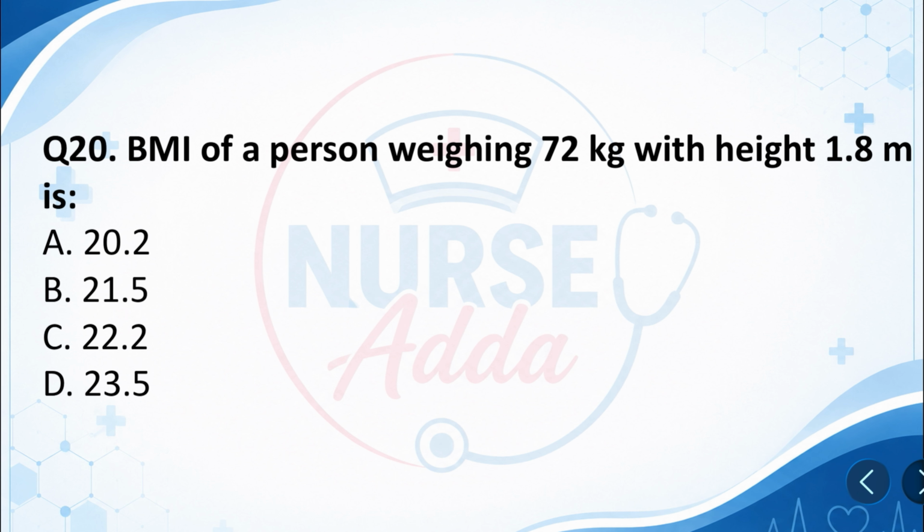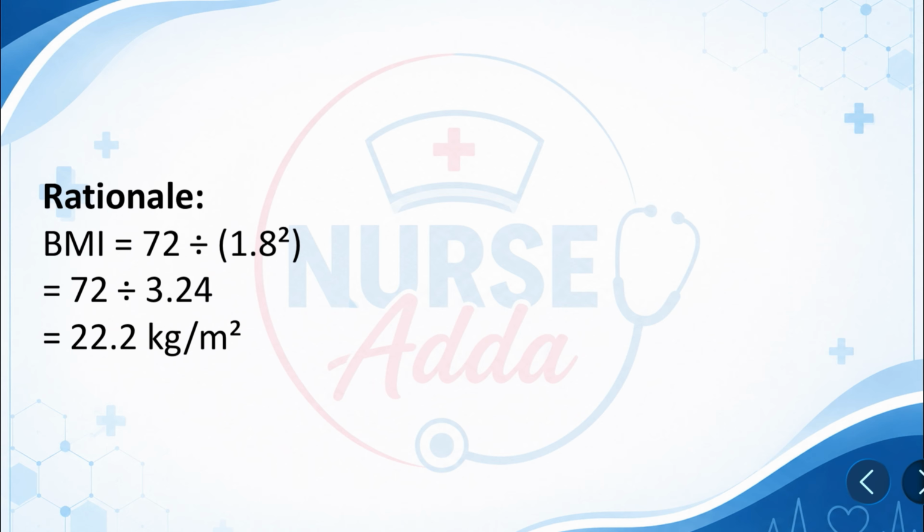Question number 20. BMI of a person weighing 72 kg with height 1.8 meter is. The right answer is 22.2. BMI is equal to weight divided by height in meter square. We get the right answer by this: 22.2 kg per meter square.